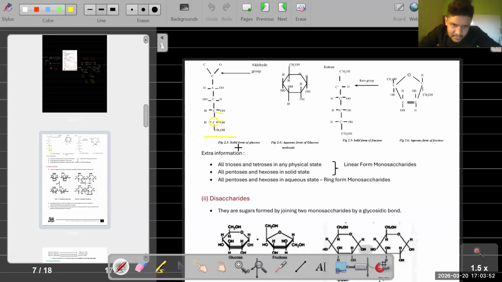Now see, this is the solid form of glucose, it seems. Now if you see, there are other groups. These aren't what we are considering. We are considering this. See here, they are given in this structure. Now if you change the orientation in this manner, it will be looking like this, right? If you change the orientation.